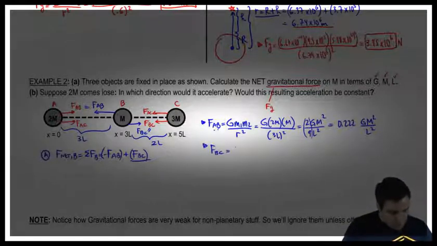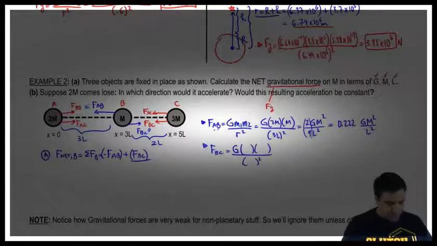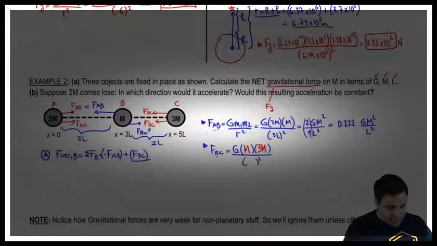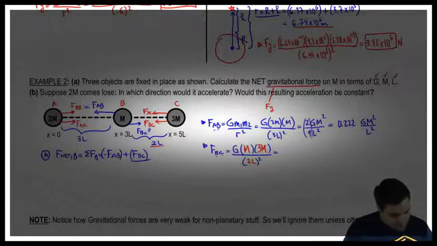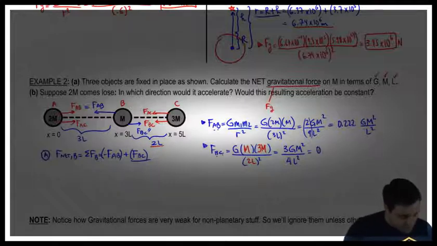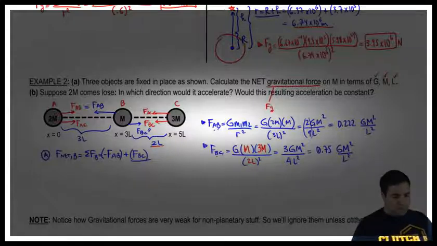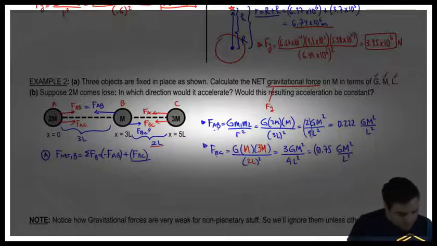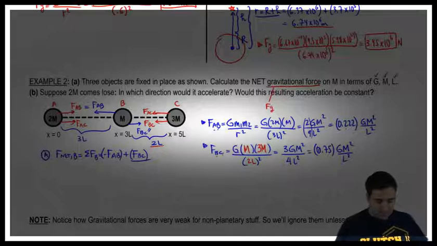FBC. So it's G, the masses, and the radius squared. So what are the masses? Well, B and C. B is m, C is 3m, and the distance between them is 2L. So I end up with 3Gm squared over 4L squared. So it's 3 over 4, which, if you want a decimal version, is this. And the reason I did a decimal version is because in this case, it's going to be easier to work this out. Now I can just plug in these forces here.